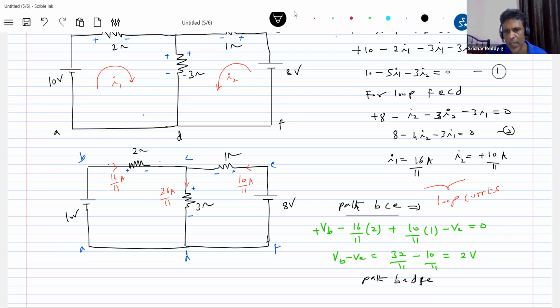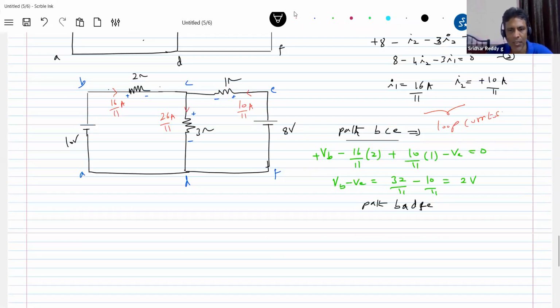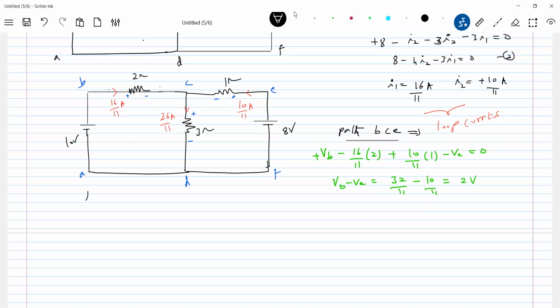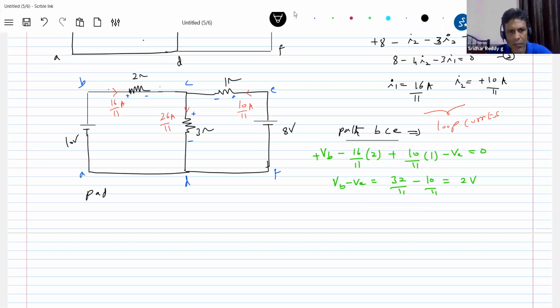I can come by any path, no? I should get the same answer. Then only all the mathematics, assumptions, everything is correct here. So for path BADFE. Sir, BC is not a closed path. Wait, let me finish off. In the end, you can ask all the things.